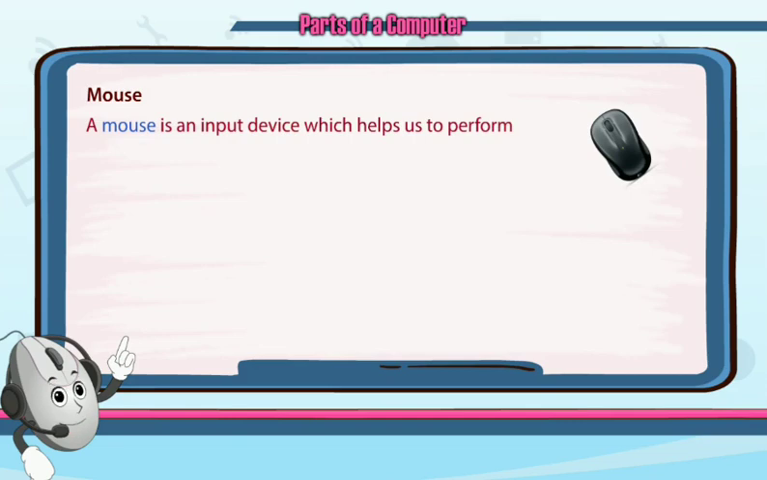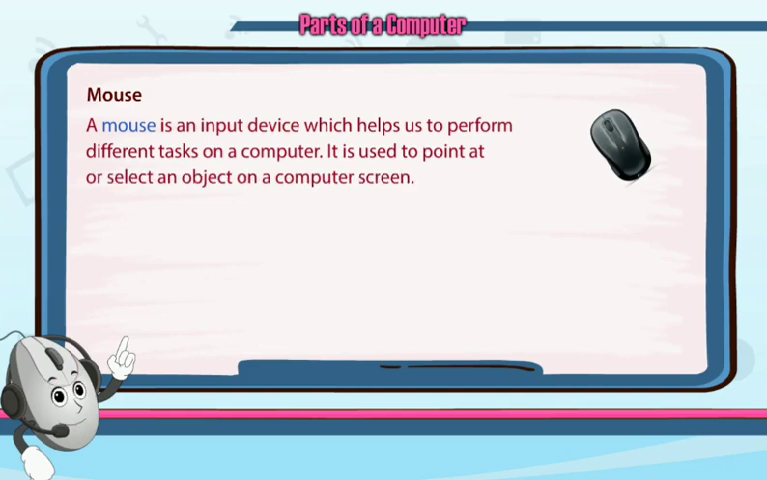Today we are going to learn about mouse. Mouse is an input device which helps us to perform different tasks on a computer. It is used to point at or select an object on a computer screen. Using mouse we can point and select things. It usually has two buttons, that is left button and right button.